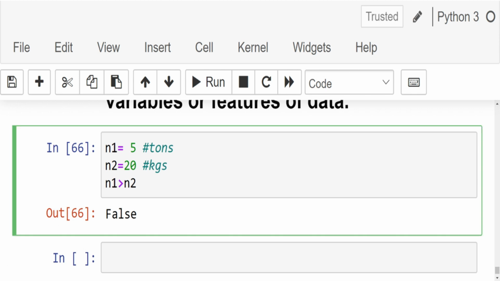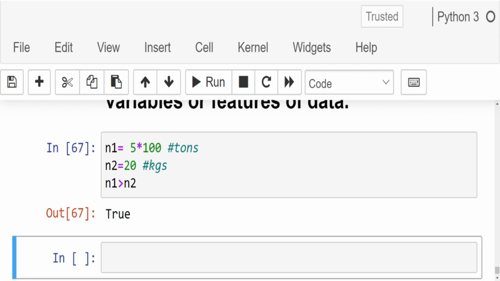So, let us convert the tons into kilograms. How do we do that? We just multiply 5 into 100 and we get it into kilograms. Now, let us check this. Now, it is true. So, it is very important for us to apply feature scaling before we start with our machine learning algorithms.